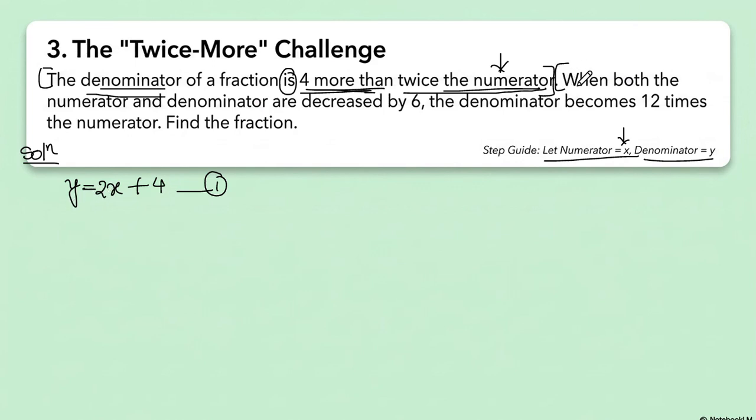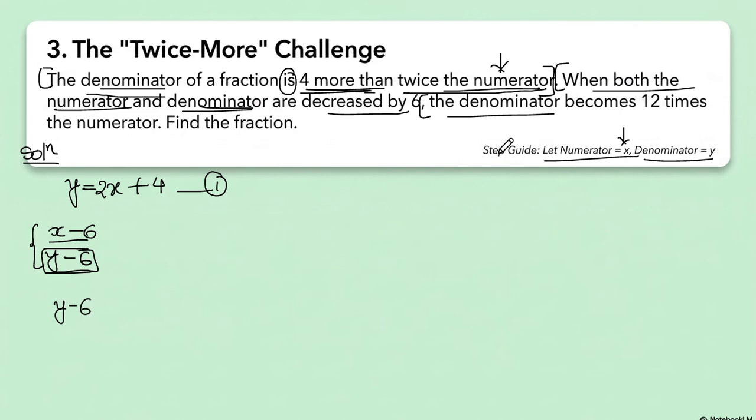The second, when both the numerator and denominator are decreased by 6, comma. Okay, so let's decode this first. Numerator means what? X. If we decreased by 6, that means x minus 6. Denominator means what? Y. So if we decrease by 6, that means y minus 6. Okay. So after decreasing, numerator is x minus 6, denominator is y minus 6. Now the condition is starting from here. So after doing this, the denominator. So what is the denominator now?